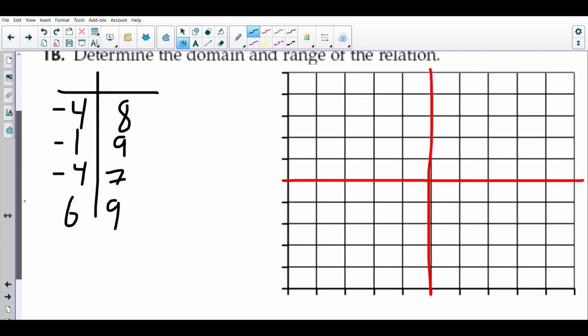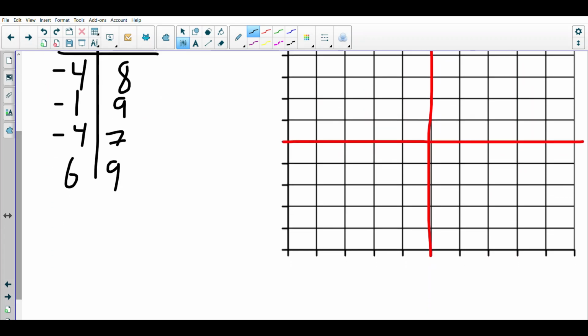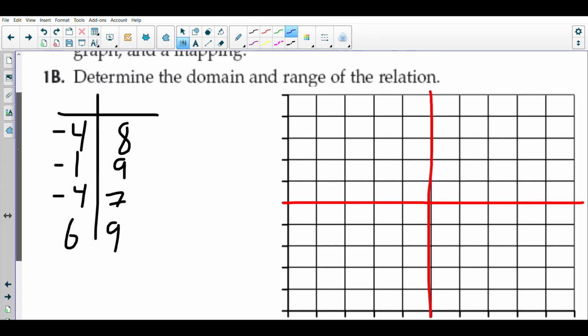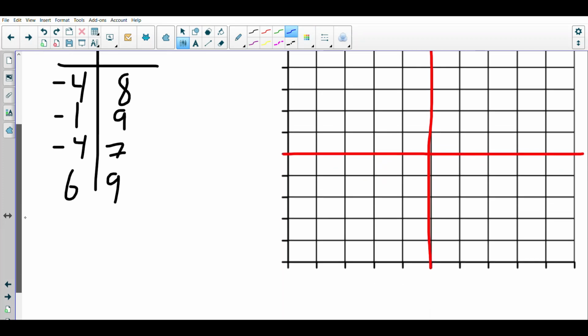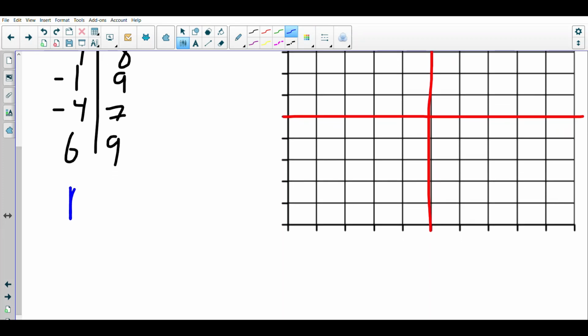Okay, and so using that, I'm going to draw my bubble map. And I'm going to take care of part B. And notice it says determine the domain and the range. I'm going to do that in the bubble map. So I'm going to put my domain right here and my range right here. So my two bubble maps.